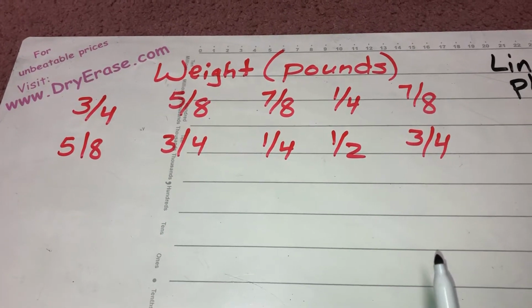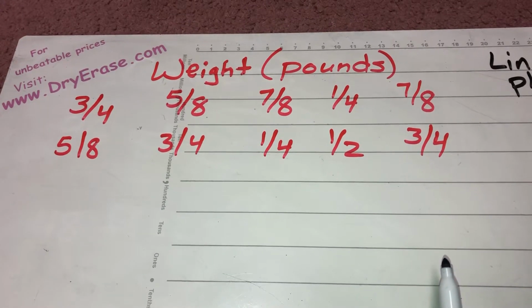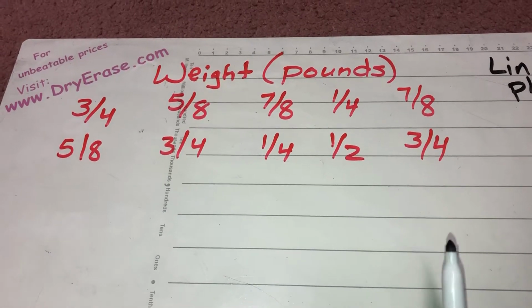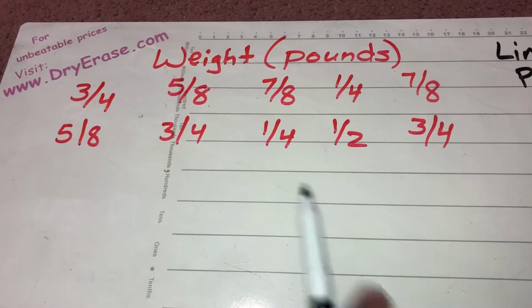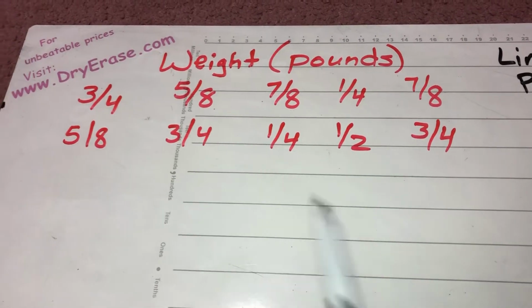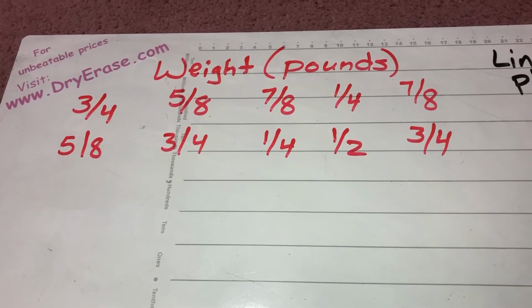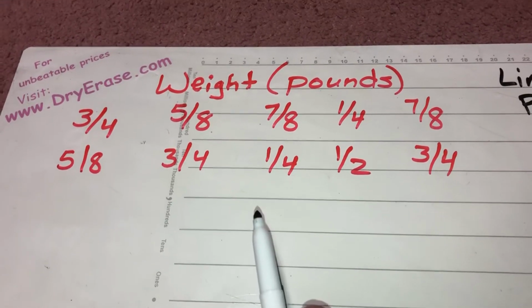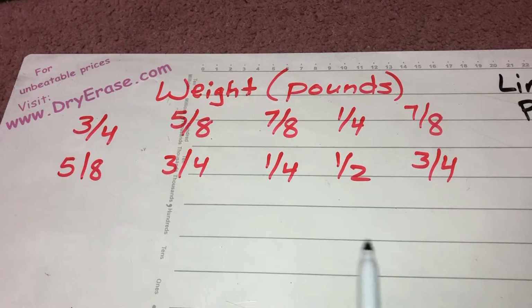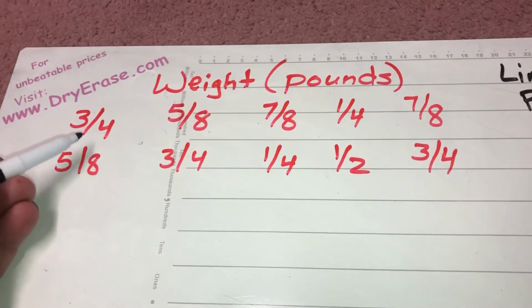Well, first, when you make a line plot, you've got to figure out what your biggest and smallest numbers are. Now, here's the problem with this: we have fractions and they don't all have the same denominator, so we're going to have to think about that here first. Much easier, as you'll see in the second example, when there's whole numbers. So we're doing the more difficult one here first.